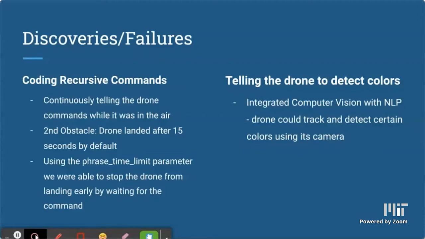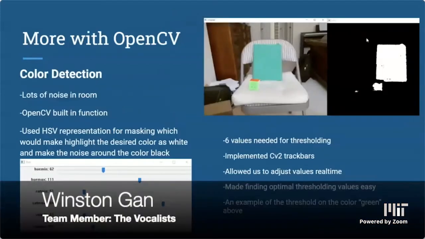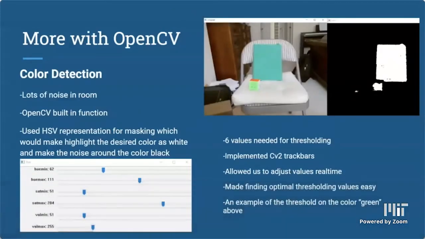Next, we moved on to telling the drone to detect colors. We then had to integrate computer vision with the NLP so the drone could track and detect certain colors using its camera. Part of our project was to incorporate color detection with voice commands. For the color detection aspect of this project, we came across many issues.